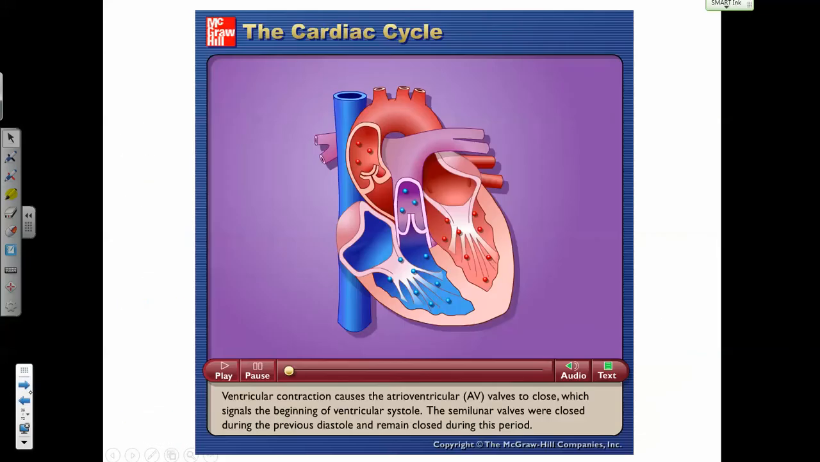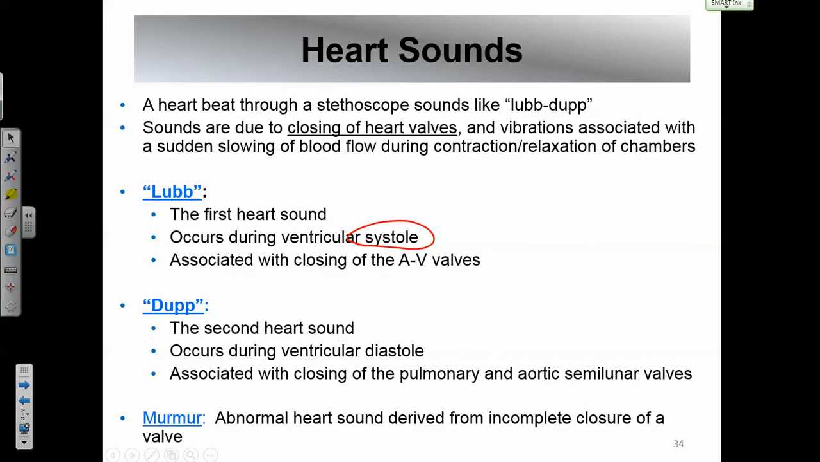Oh, and then a heart murmur, I mentioned that the other day. A heart murmur is just when a valve doesn't close properly, and so blood will back up into the wrong area. Like, it'll trickle back into the atria if it's the bicuspid valve. And you can actually hear that sound with the stethoscope, and it's called a murmur.